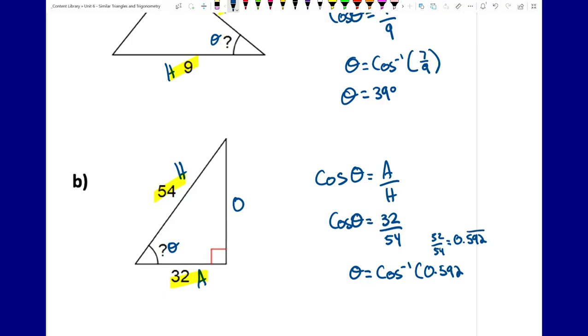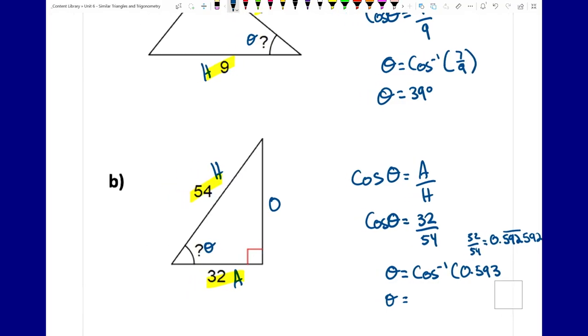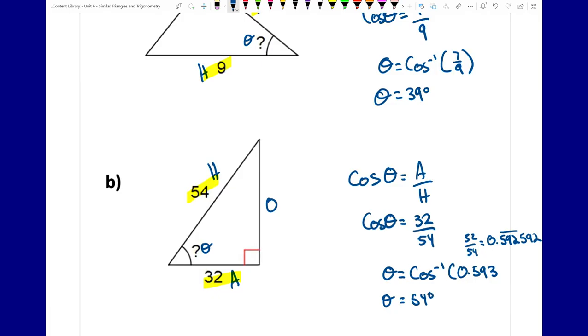Now, I did have a line above, so you might have 0.592, 592, 592. I'm going to round it to just 0.593, because if there was a 592 after, I'm rounding that 2 to a 3. So cosine -1 of 0.593, and we get 53.6, or we'll say 54 degrees. I'll go back and just double check to see if I just did it with a fraction when I get the same answer, and I do, 54 degrees rounded.